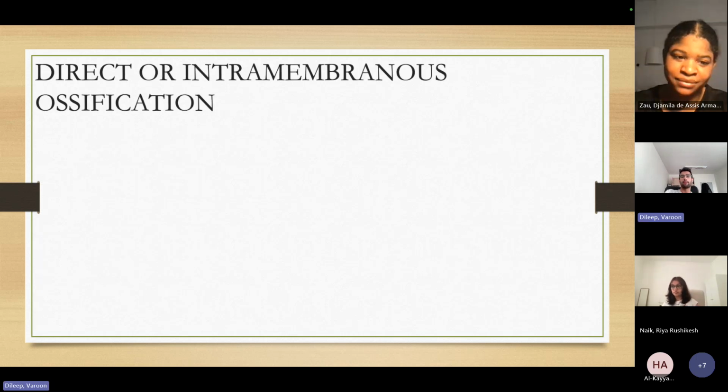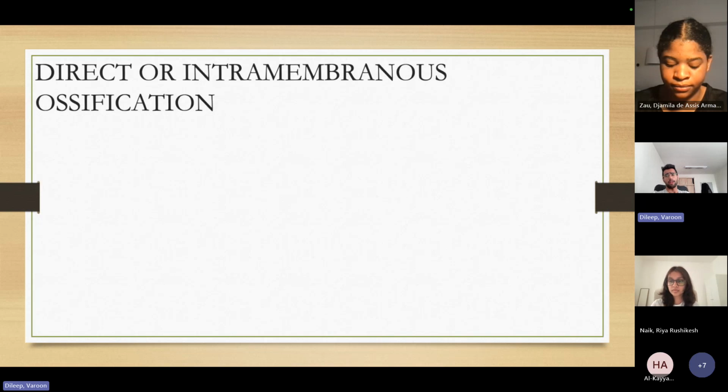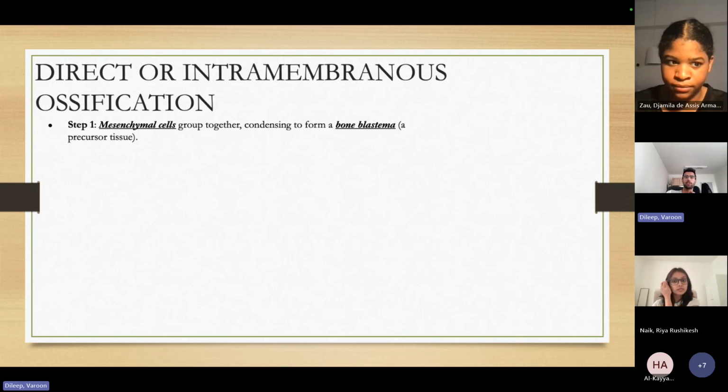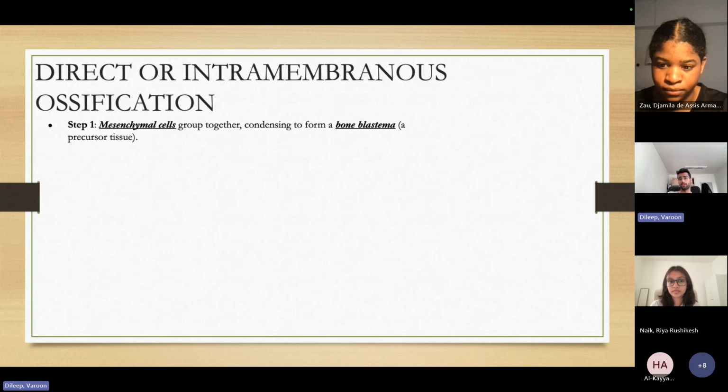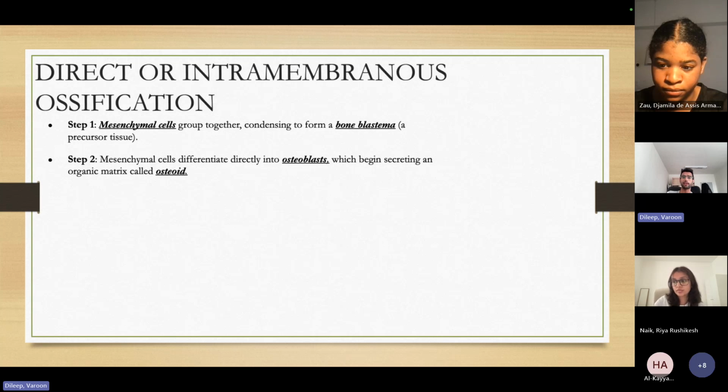All right. Now we talked about the direct or intramembranous ossification. It begins with mesenchymal cells which come together and form bone blastema. Again, in this case, we will take an example of a house. So mesenchymal cells would be construction workers which come together and lay the framework for the formation of this bone. This is why it's called bone blastema. And then step two, these mesenchymal cells differentiate into osteoblasts, which secrete an organic matrix called osteoid.